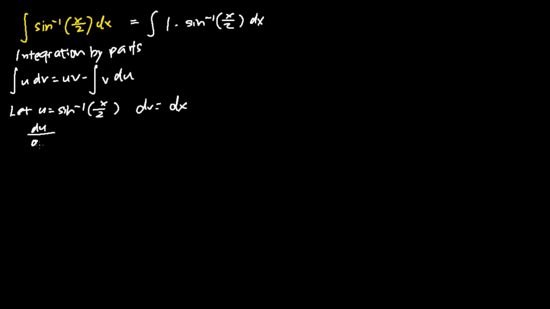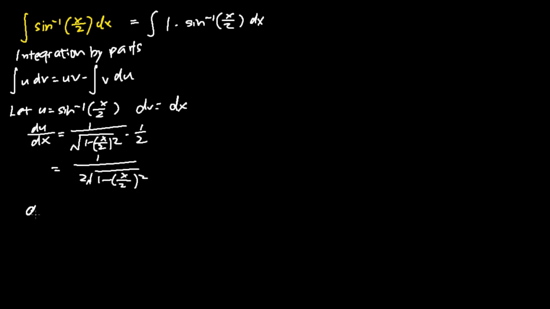To find my du, I differentiate u with respect to x. This gives me 1 over square root of 1 minus x over 2 squared, times differentiating x over 2, we get half. So this is equal to 1 over 2 square root of 1 minus bracket x over 2 squared. And to find my du, I just multiply both sides by dx. I get basically just this. To find my v, I integrate dx, this gives me x.